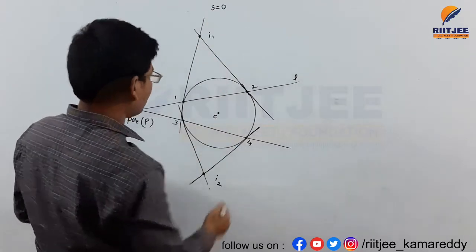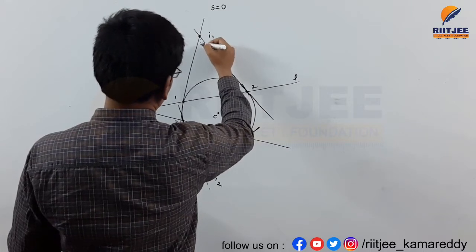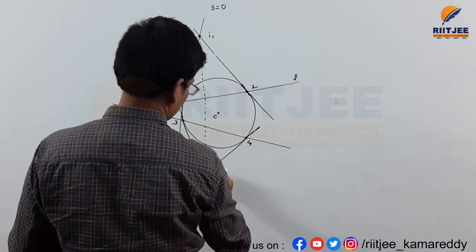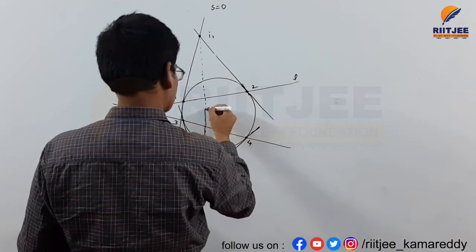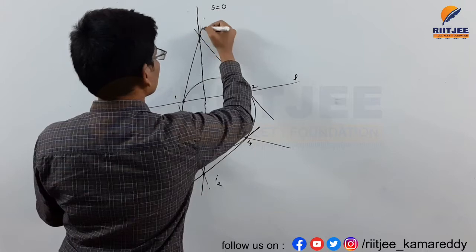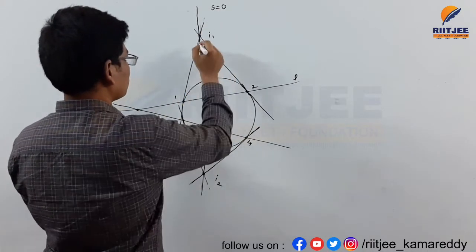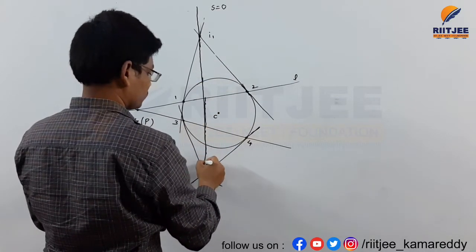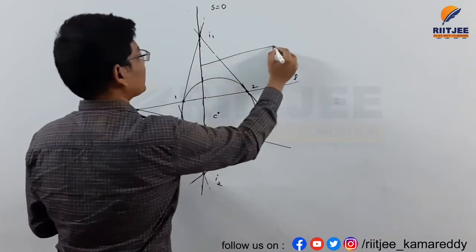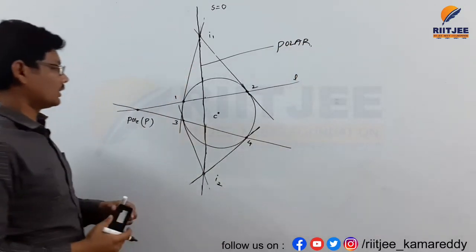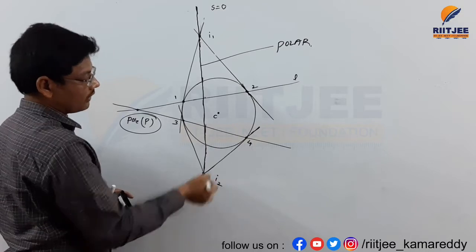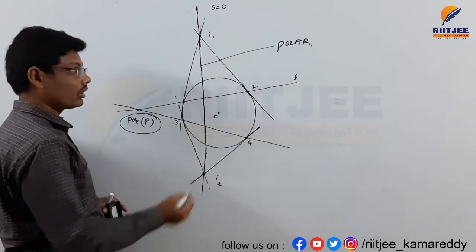The locus of joining of I1 and I2, the locus of joining of the intersecting points I1 and I2, this line is called the polar. Listen carefully: the point P is called the pole, and the line which is the locus of joining of intersecting points of tangent lines is called the polar.